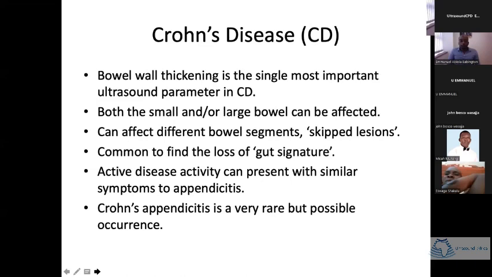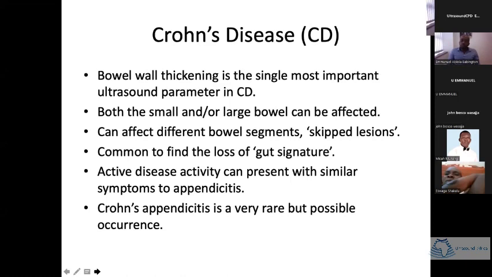In Crohn's disease, both the small and or the large bowel can be affected, and it can also affect different segments of the bowel. So it's called skip lesions: it tends to have bowel thickening, no bowel thickening, bowel thickening, no bowel thickening. When I say it tends to be a bit skipped, that's the case with Crohn's disease.